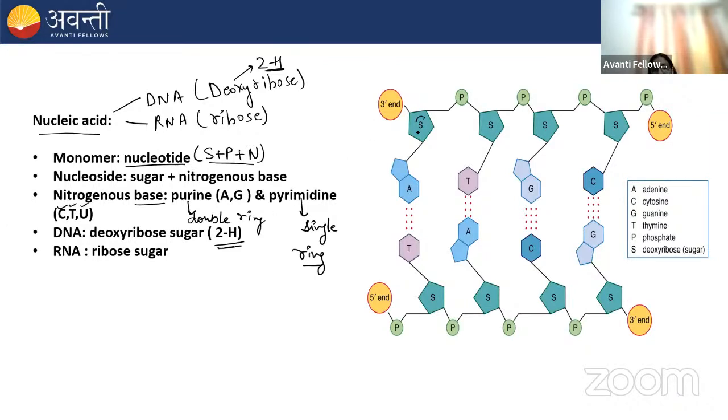Okay, you can see that there's a sugar and the phosphate. These are your nitrogenous bases. Adenine binds with thymine with 2 hydrogen bonds. Here, guanine binds with cytosine with 3 hydrogen bonds. Remember this. Adenine binds with thymine with 2 hydrogen bonds, and guanine binds with cytosine with 3 hydrogen bonds. Okay, and the sugar and the phosphate group, this bond and this bond, they are the phosphodiester bond.